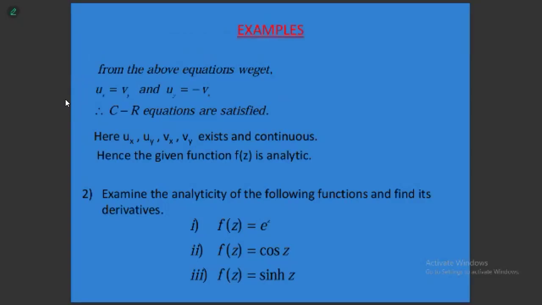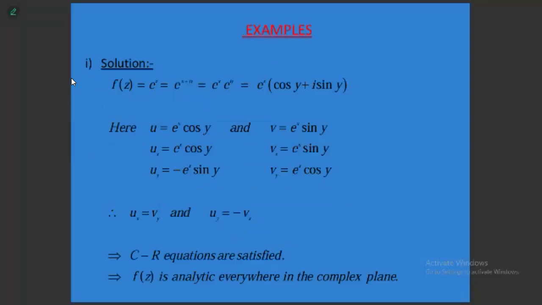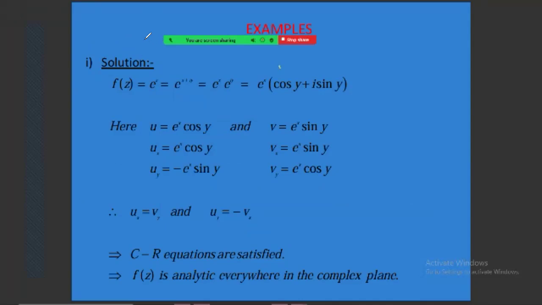Second problem, f of z is equal to cos z, and third problem, f of z is equal to sinh z. First, for the solution, f of z is equal to e power z. I think it's clear for you. E power z, how am I going to split? E power x plus iy is equal to e power x into e power iy. E power i theta is nothing but cos theta plus i sin theta.